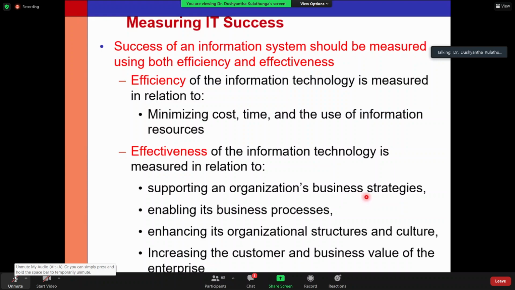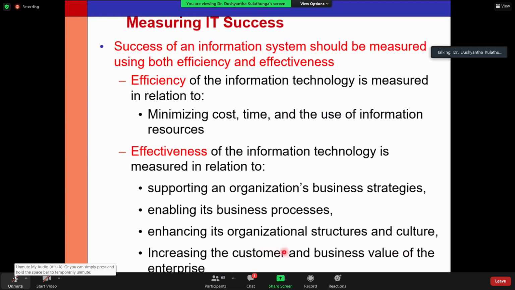So therefore, the decentralization of decision making is enabled, facilitated by information technology. So if an organization can move from centralized decision making to decentralized decision making with the help of information technology and systems, then we say the particular investments are effective. Then increasing the customer and business value.